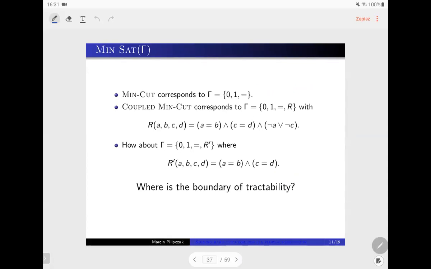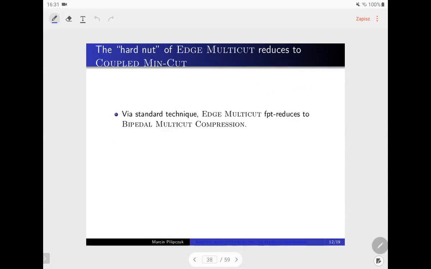Another reason we ask what the boundary of tractability is: most of you may not remember, but when I was starting to work in FPT, there was this very big open problem whether multicut is FPT. When I was a PhD student, it got resolved by two groups. There was the Marx and Razgon paper, and the French group paper, that proved that undirected multicut is FPT.